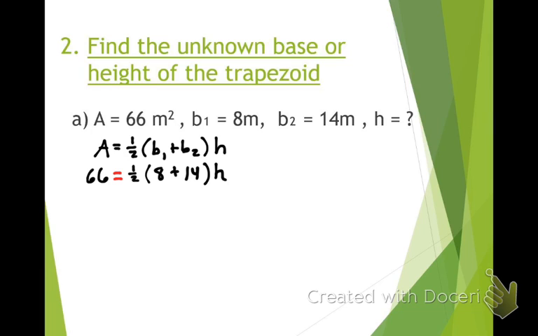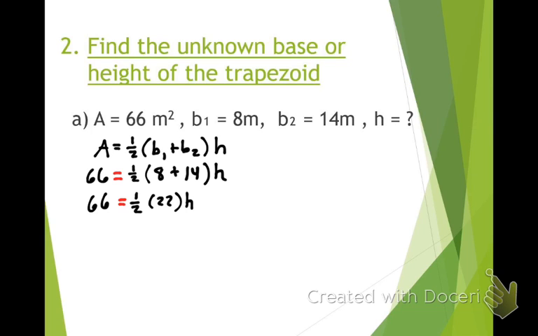Next up, use your red pen, put your equal sign. Can I do any work on the left of the equal sign? No, so what do I do with the 66? You keep it, drop it down, okay? Remember, PEMDAS, parentheses first. So let's go ahead and do those parentheses first. What is 8 plus 14? 22, so we've got half times 22 times H.